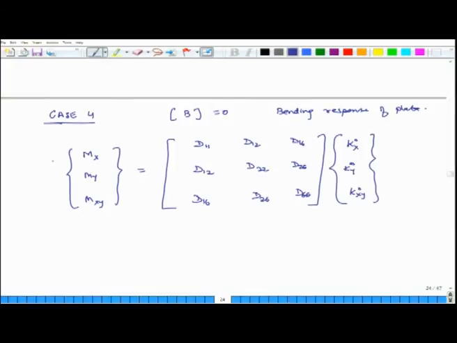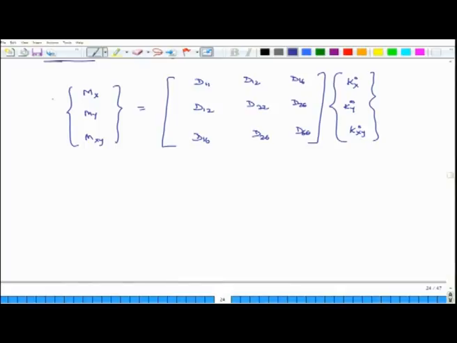Okay. So, if the B matrix is 0, and I am applying only moments on the system, then these are the equations. If N is 0, then the first 3 equations are irrelevant, because only moments are being applied, moment resultants are being applied. Again, we should understand what Kx, Ky and Kxy are.